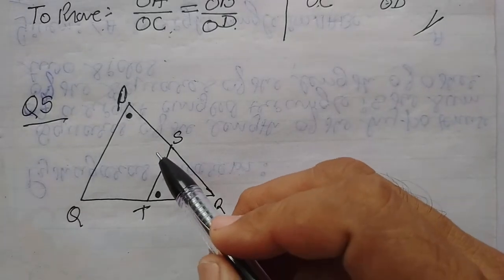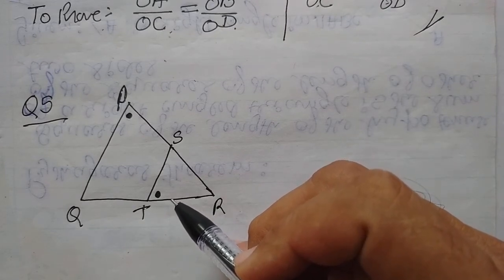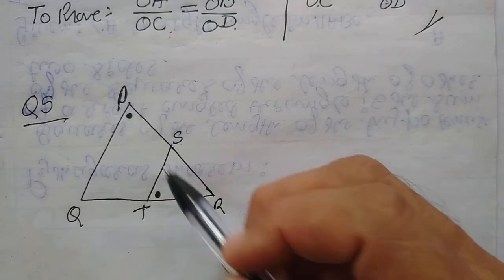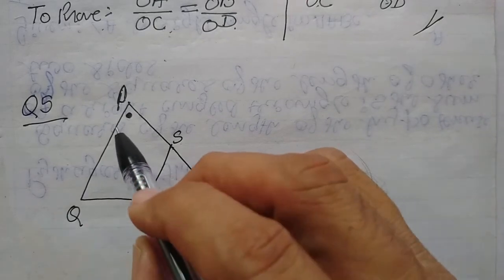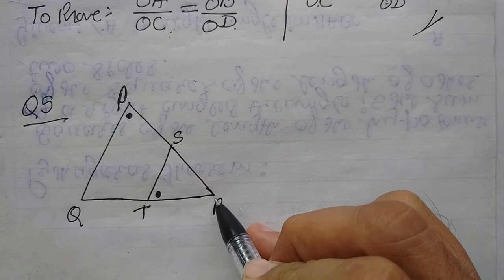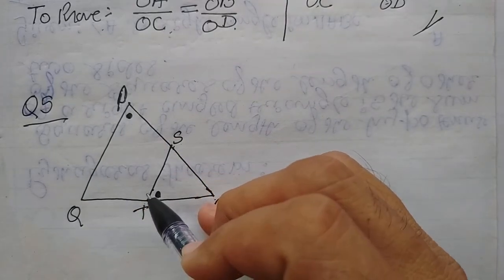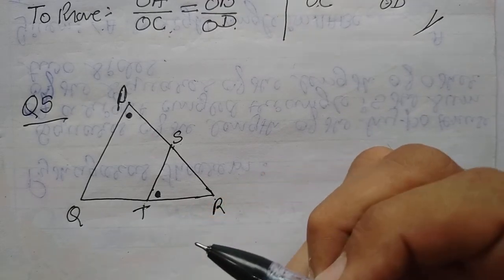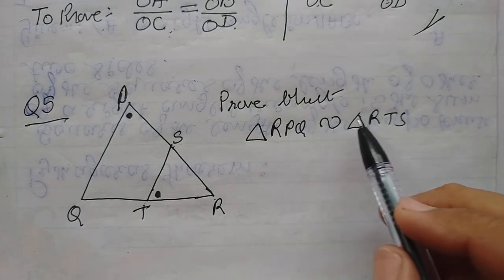Now say, children, in question number 5, diagram is not given. You can see the question in the textbook. S and T are on the sides: S is on PR, T is on QR. Second condition is given: angle P is equal to angle RTS. These two angles are equal. Prove that triangle RPQ is similar to triangle RTS. Children, this we want to prove.